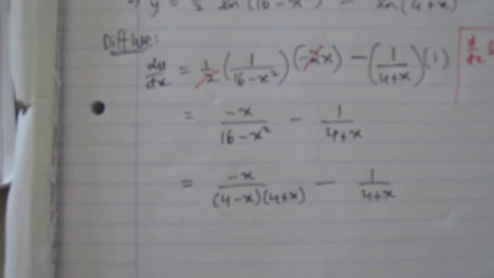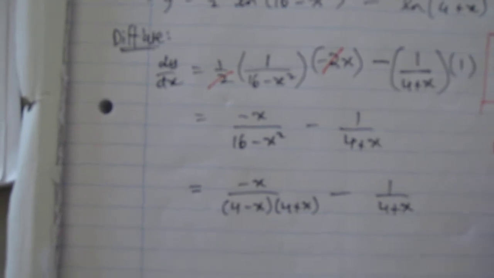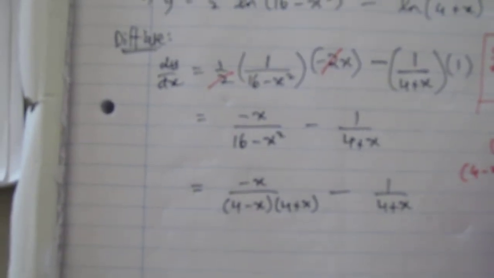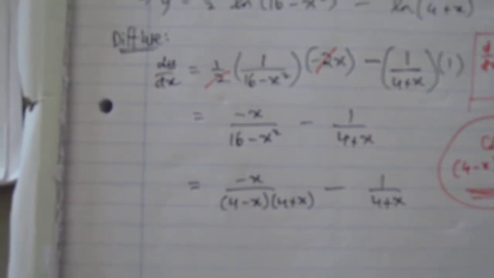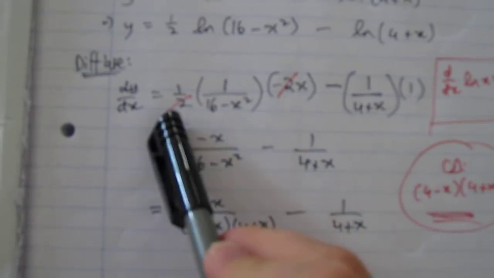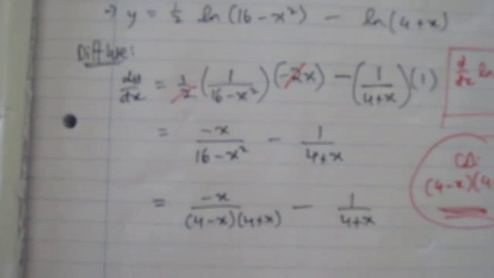So our common denominator, when we're going to add these two things, is going to be 4 minus x into 4 plus x. Alright, so we have finished the differentiation. The differentiation took place up here, differentiation is done. This is now seeing can we finish off, do a bit of algebra.